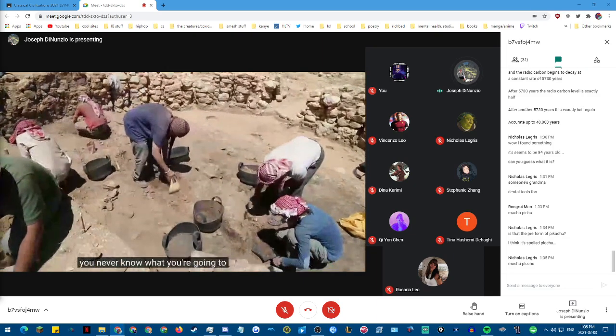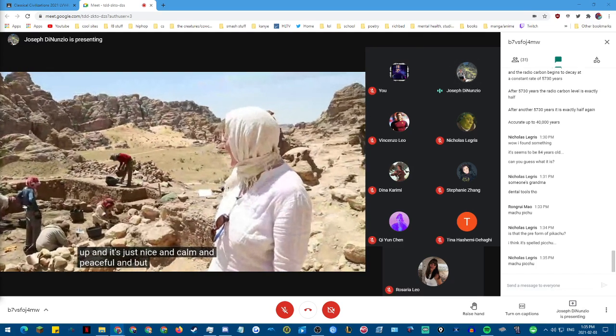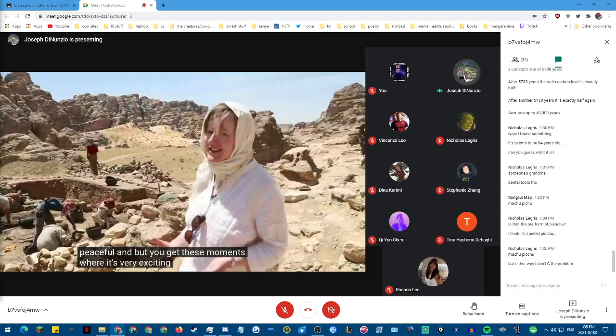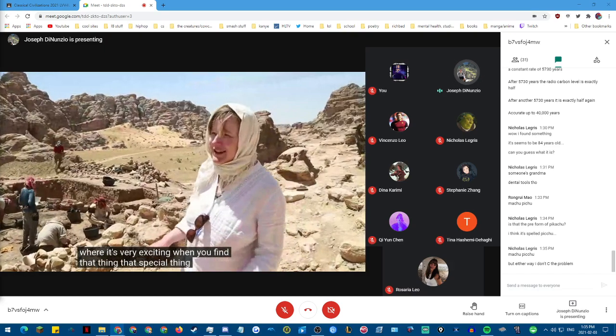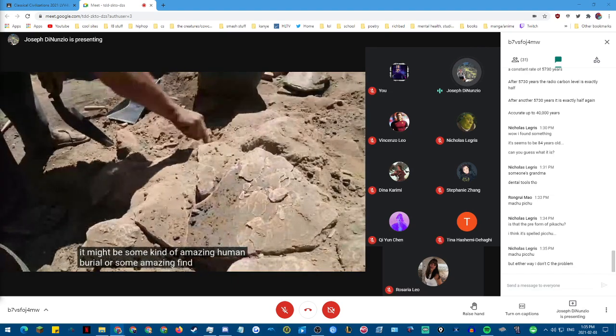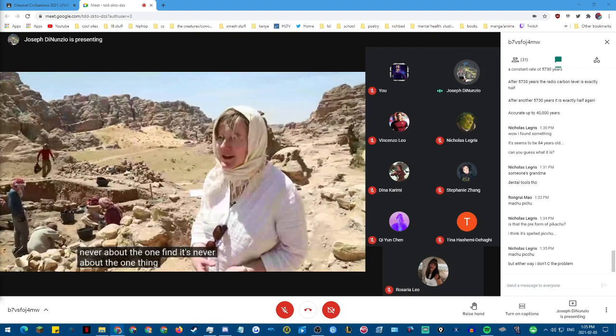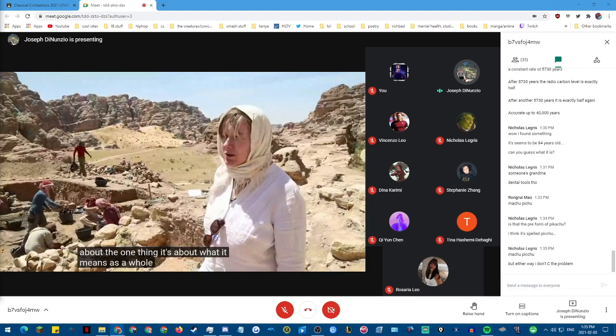You never know what you're going to dig up, and it's just nice and calm and peaceful. But you get those moments where it's very exciting when you find that special thing, whatever it might be, some kind of amazing human burial or some amazing find. And it's about setting it all in context. It's never about the one find. It's never about the one thing. It's about what it means as a whole.